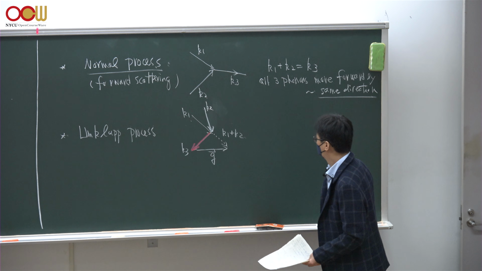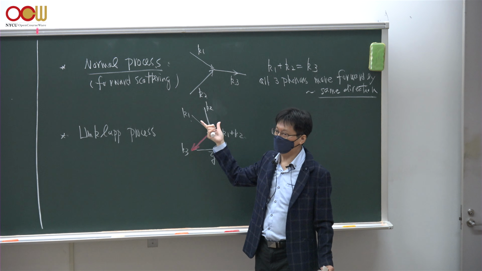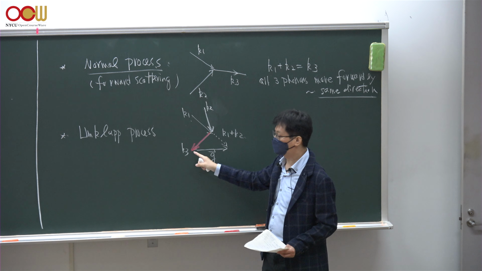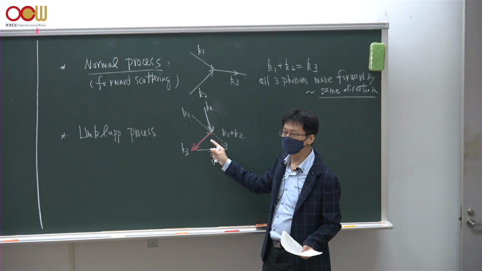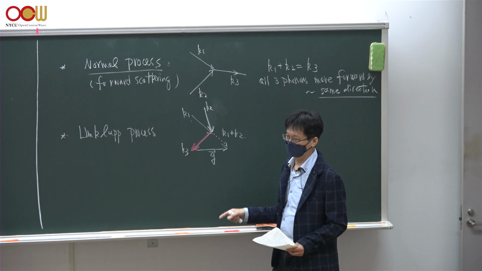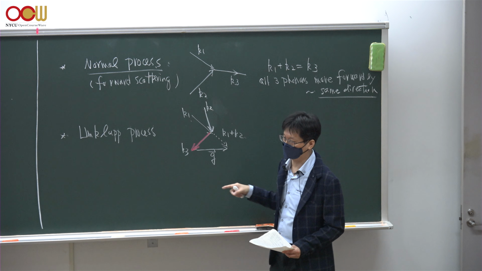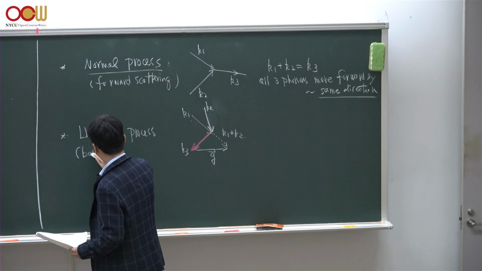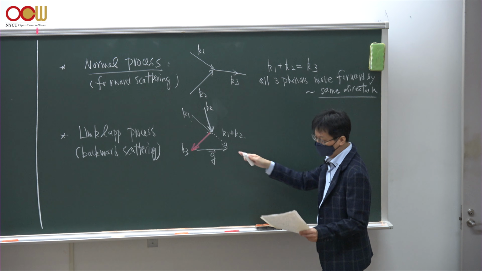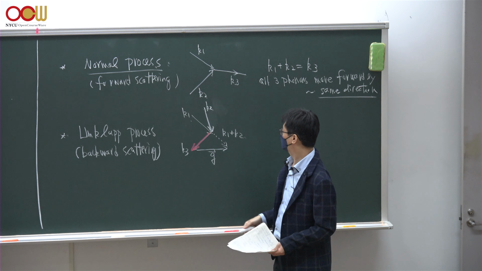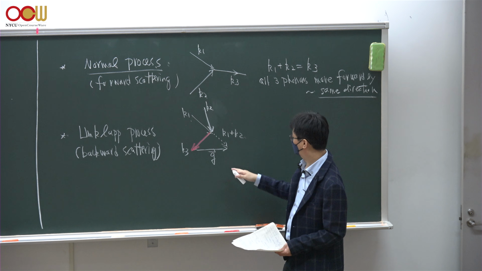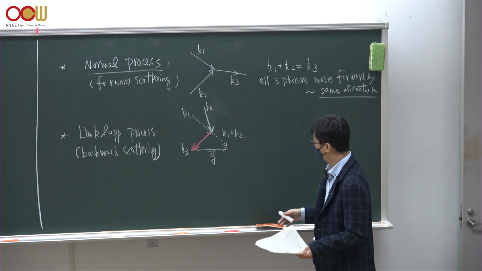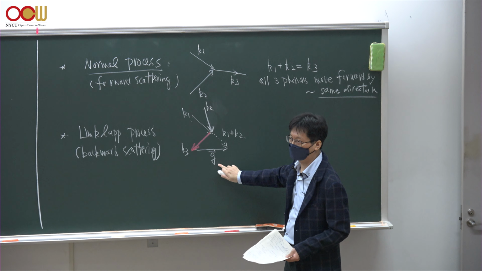So let me just, initially this K1 and K2 phonon are moving from the left to the right, but this K3 phonon, which is a scattered phonon, moves backwards along the negative x direction. And sometimes we call this backward scattering, because K3 now moves in the opposite direction compared to K1 and K2. And the reason why this K3 moves in the backward direction is because of this reciprocal lattice vector G.